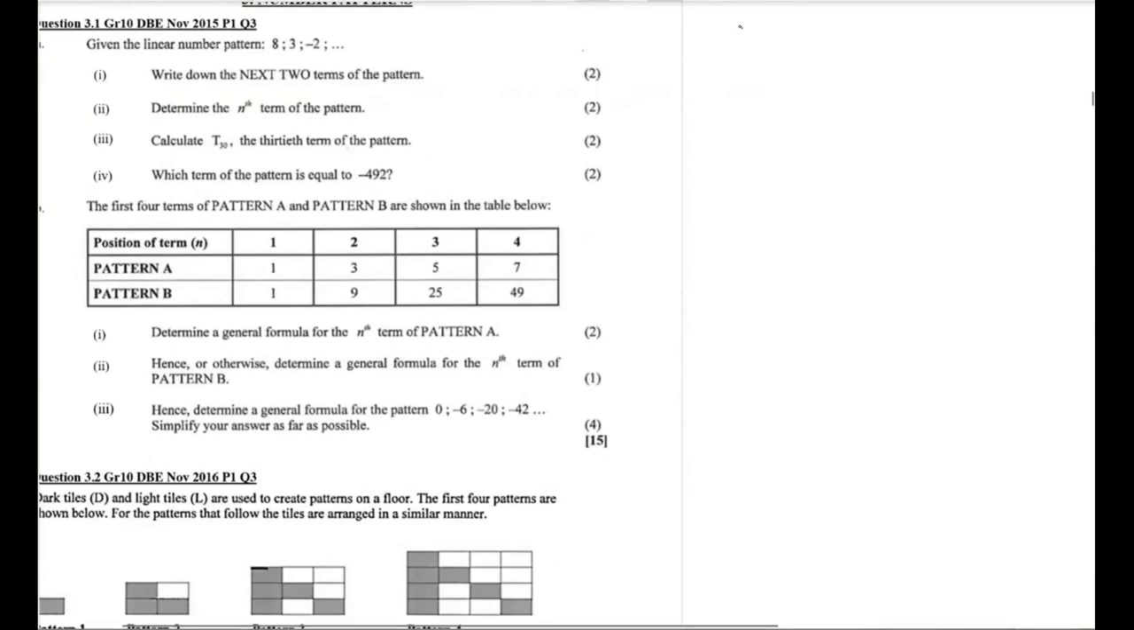I've got my 8, 3, minus 2. I'll write it here. What do I need to check? I need to check what type of pattern this is by looking at the constant difference. So let's go. T2 minus T1, 3 minus 8, is -5. Minus 2 minus 3, is -5. So I can see there is my D.